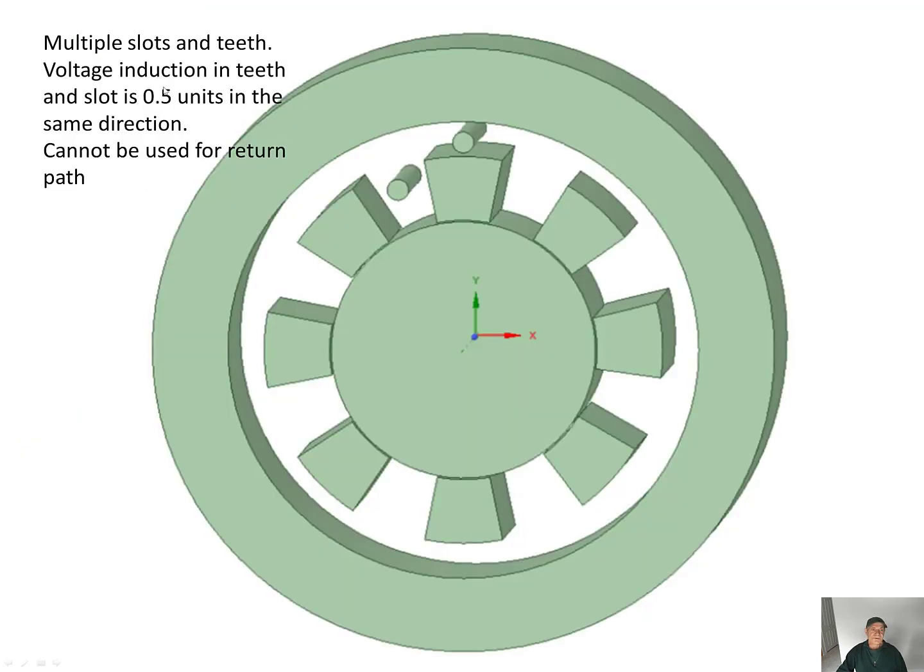Multiple slots in teeth, voltage induction in the teeth and slot is 0.5 units in the same direction, cannot be used for return path. This is the case where we have the slot width equal to the tooth width. So the induction is 50%.